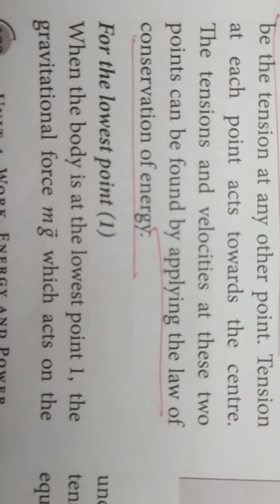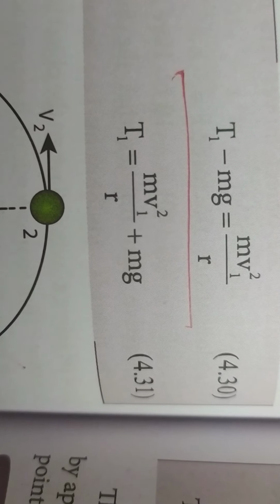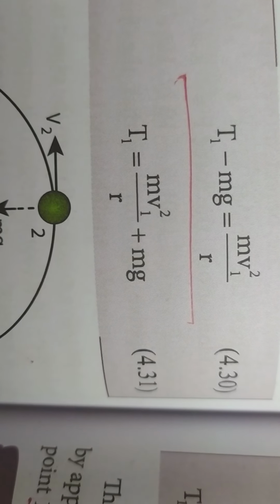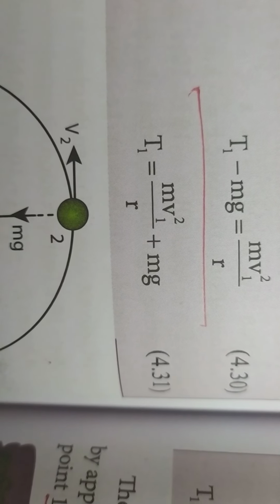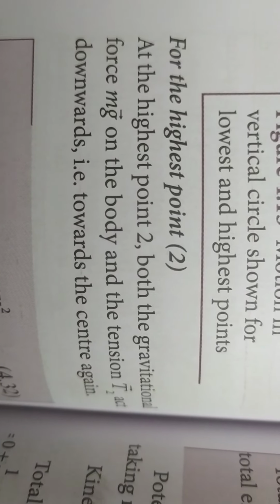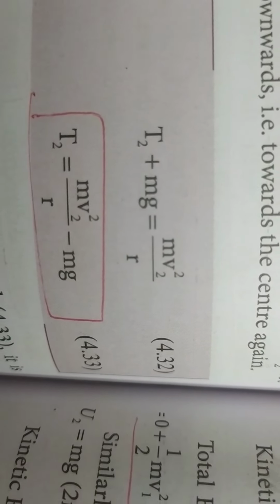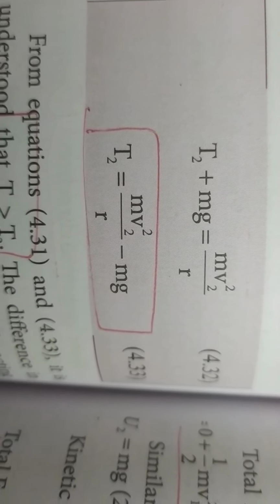Before going to that, we first consider the lowest point 1, and at that lowest point T1 minus mg is equal to mv1 square by r, where the right hand side of this equation is nothing but the centripetal force. Rearranging this equation, T1 is equal to mv1 square by r plus mg. Next, consider the highest point. Here both the gravitational force and tension act in the same direction, that is downwards. So T2 plus mg is equal to mv2 square by r, and you are adding because both are acting in the same downward direction. So now T2 is equal to mv2 square by r minus mg.